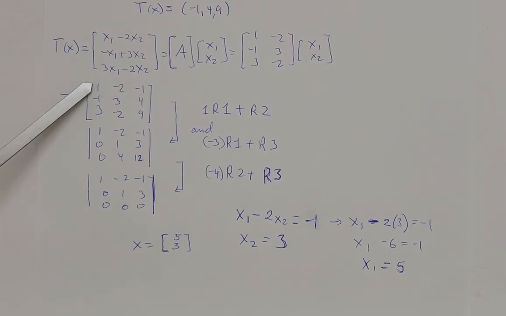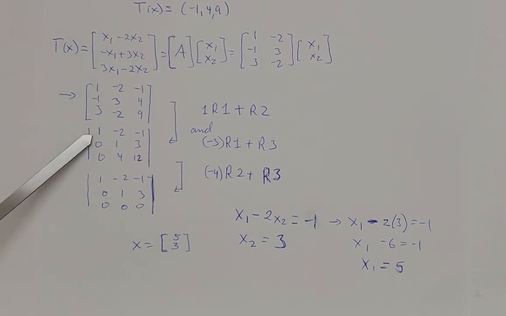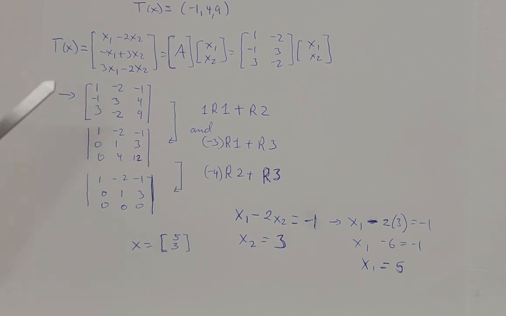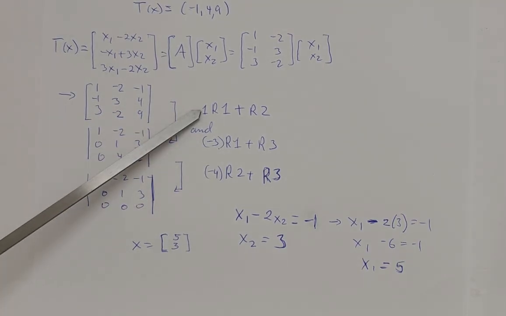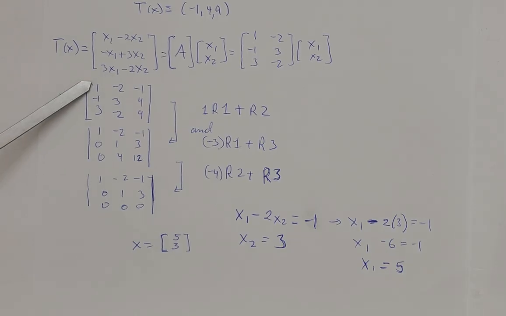Okay, so here's a 1, so it stays. This is a 1, so it will stay. Leave it alone. We need this to be a 0. We need this to be a 0. So again, this is a 1. Leave it alone. -1 needs to be a 0. 3 needs to be a 0. So the opposite of -1 is +1. Opposite of 3 is -3.